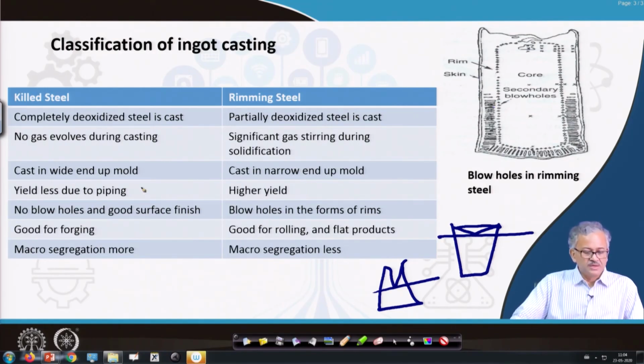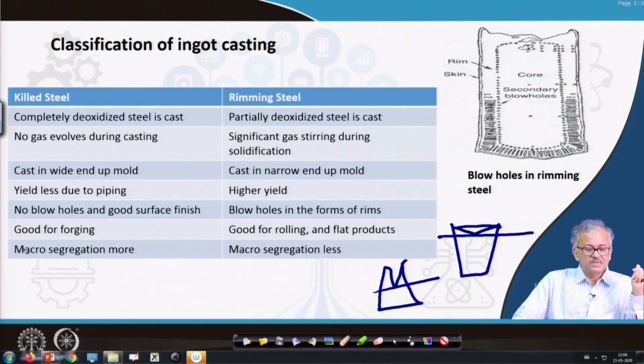So killed steels are good for forging because they don't have blowholes on the surface. Rimming steels form the blowholes in the form of rings near the surface, so they are not good for forging, but they are good for flat products. That is, the rimming steel is good for the flat product because these pores can be welded. Since you are reducing the thickness, they can be welded, and they will remain inside and will not be exposed outside. So for a flat product it is perfectly okay, but if you want to forge a product, then it should be a killed ingot.